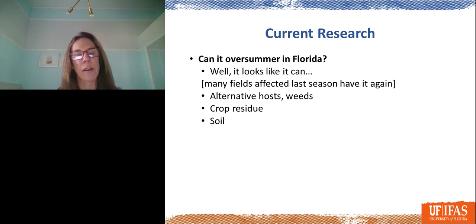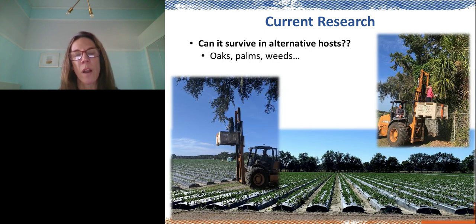What we don't know for sure yet is what is the main place where this is surviving, whether it jumped to some alternative hosts around the fields or weeds, whether it's in soil or crop residue. So we're doing a lot of sampling and collection during the season to try to pinpoint that. And that's basically what you see in these pictures here.